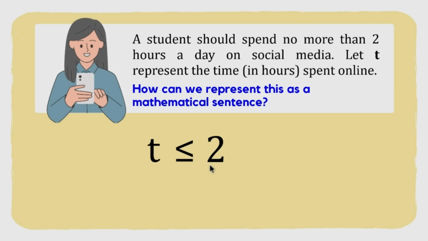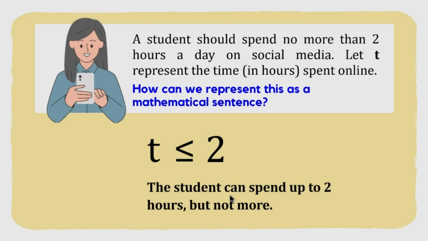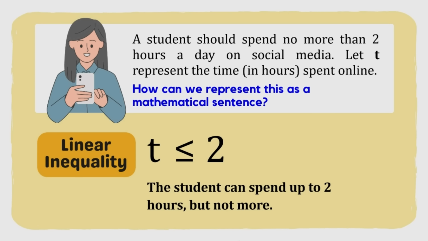Okay, meaning 2 hours. So, this is read as t, or the time, is less than or equal to 2. Meaning, the student can spend up to 2 hours but not more. So, pwedeng equal si t sa 2, pero hindi pwedeng lalagpas na si t sa 2. Okay, it is equal or less than. Ang tawag na po natin dito ay linear inequality. Ito po ang magiging lesson natin for today.